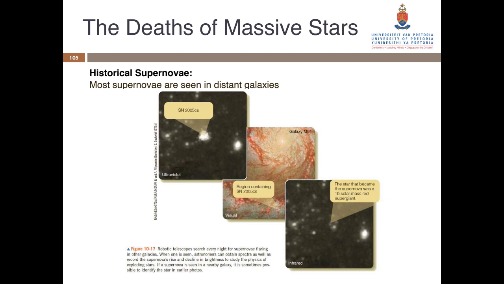If a supernova is seen in a nearby galaxy, it's sometimes possible to identify the star in earlier photos. So here we can see the star SN2005CS in ultraviolet. When we look at the same star in the region of visual, we can see it over here, but in ultraviolet, we can see something is happening. And in infrared, we can see the star that became a supernova was a 10 solar mass red supergiant.